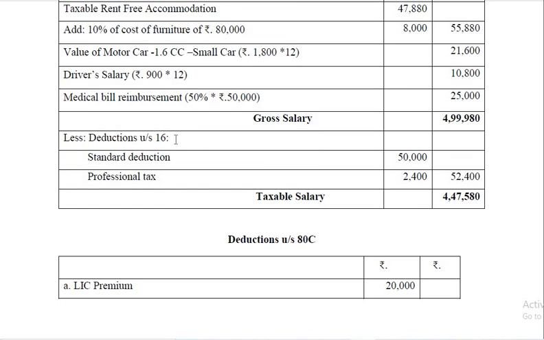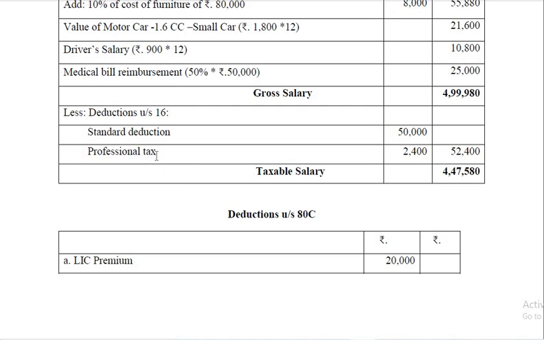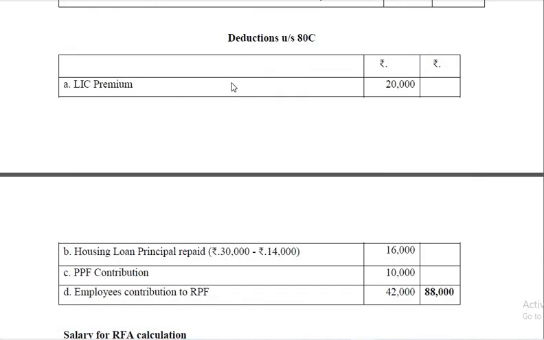Deduction under section 16: standard deduction. Last year it was 40,000, now it is 50,000. And then professional tax, that is 2,400, 200 into 12. So 52,400 is the total deduction under section 16. So taxable salary is 4,47,580.